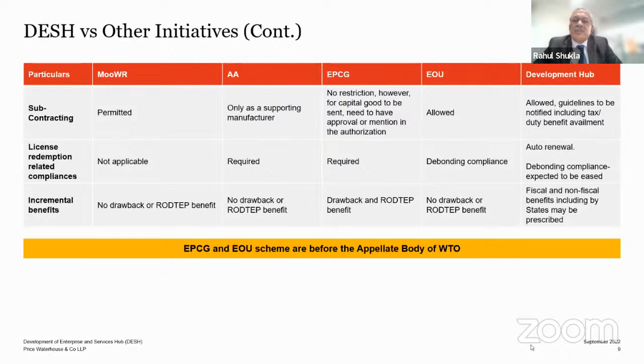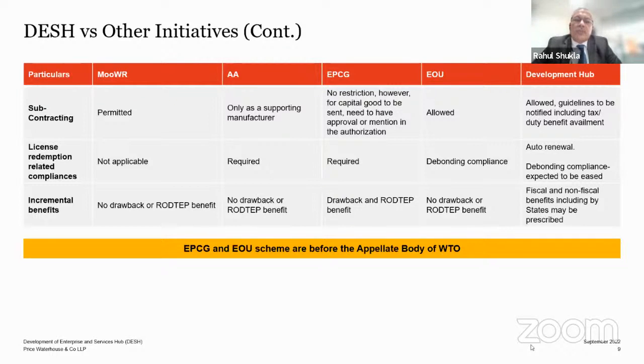EPCG, again, no restriction, but you again need to have an approval to give the capital goods to that person, and it has to be duly mentioned in the authorization or a subsequent approval. EOU, it is allowed. Again, the provisions are similar to current SEZ rules. Either production or production process, 50% of the FOB export. And development hub, again, they are saying that they will allow it, but what the contours are from a tax duty benefit perspective needs to be seen.